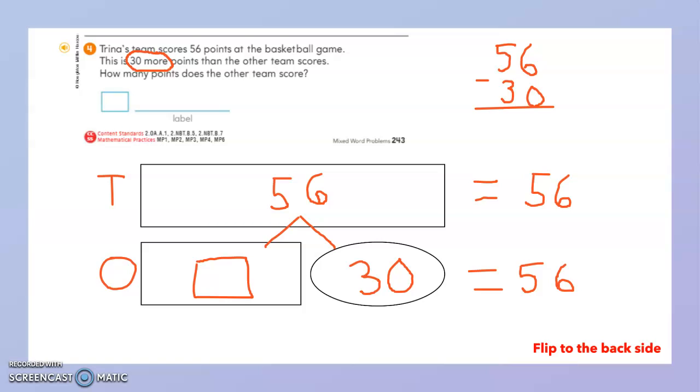Or I guess I'll put the other one down here. Unknown plus 30 equals 56. All right, and this is a great time to pause, let the kiddos solve, and then share out the answer before flipping over to the backside.